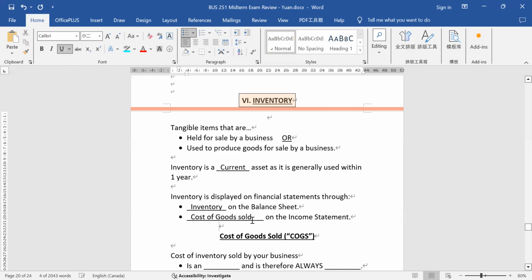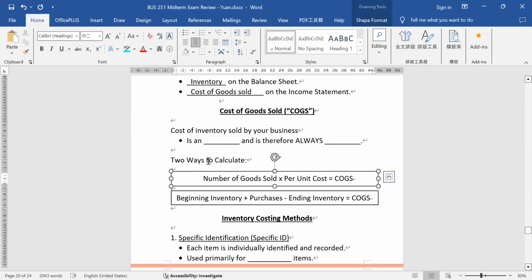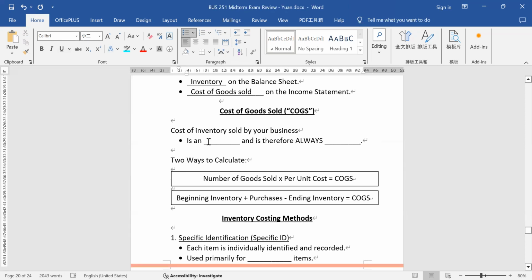But the inventory, I put the cost of goods sold here because it shows the amount of the inventory that is sold or consumed. Like this part goes to the cost of goods sold. So this one is the balance, and this one is what you consumed, right? Okay, so next part, cost of goods sold is also called COGS. So cost of inventory sold by your business. It is an expense. And therefore, it always debited.